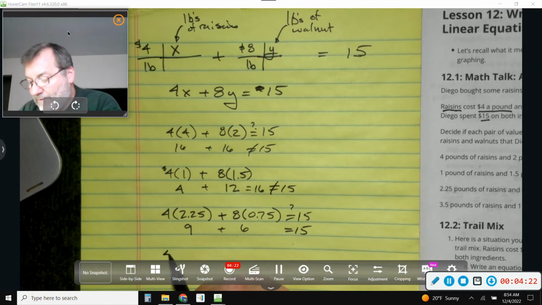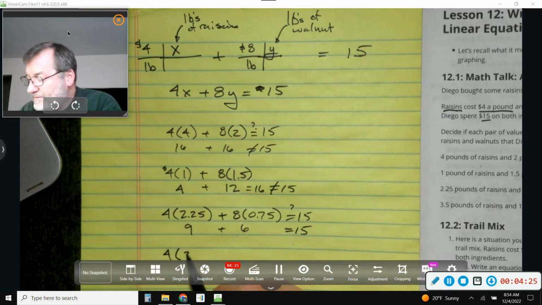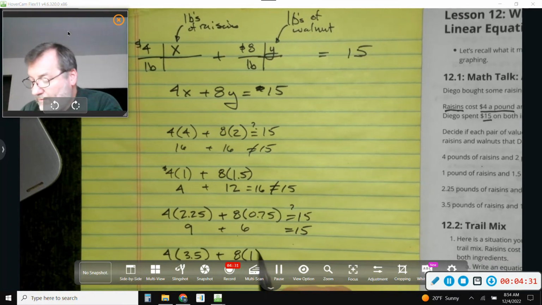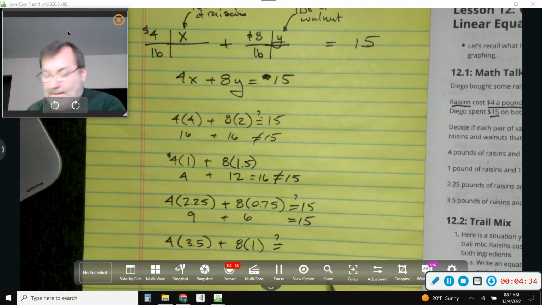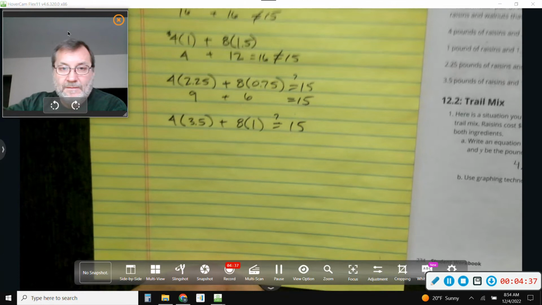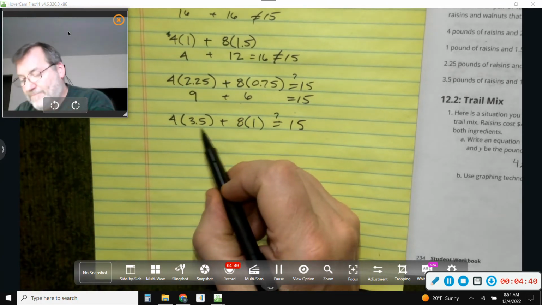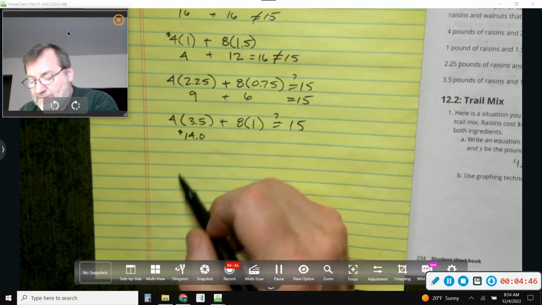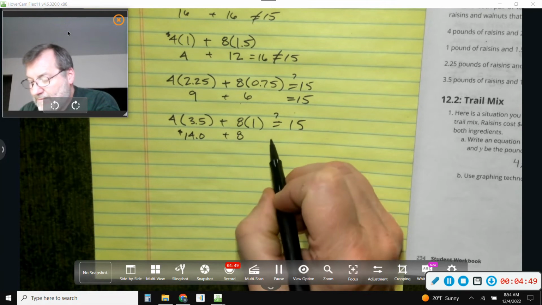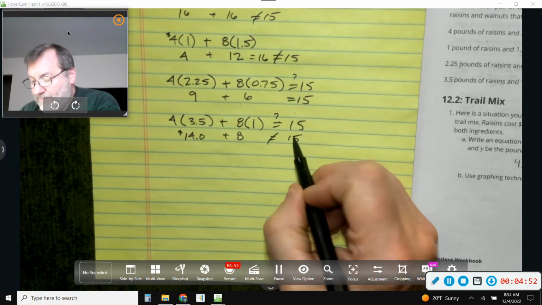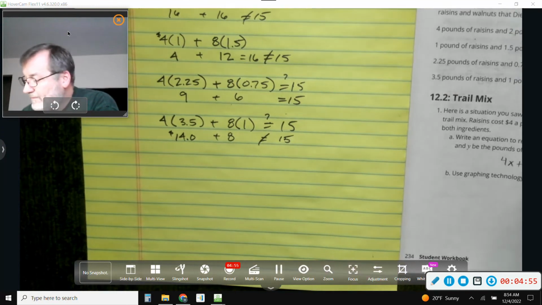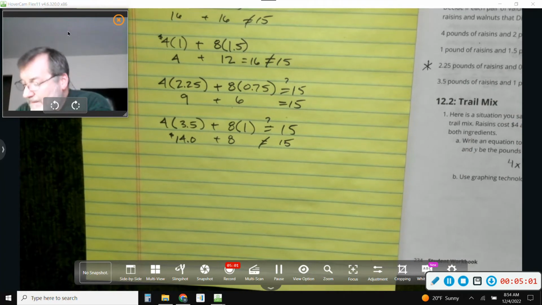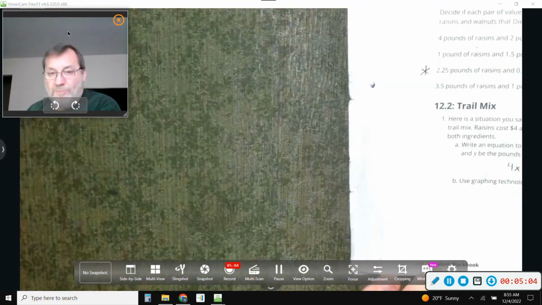And then the last one, we got $4 a pound for raisins, 3.5 pounds, plus $8 a pound, and we got 1 pound of walnuts. So, does that in fact equal 15? Alright, so let's see, 4 times 3.5 comes out to be $14 that you spend there, plus 8, that does not equal 15, that's closer to 22. Alright, so that's a no. So the only one that really works here is this third one down. Alright, now to continue on with 2.2.